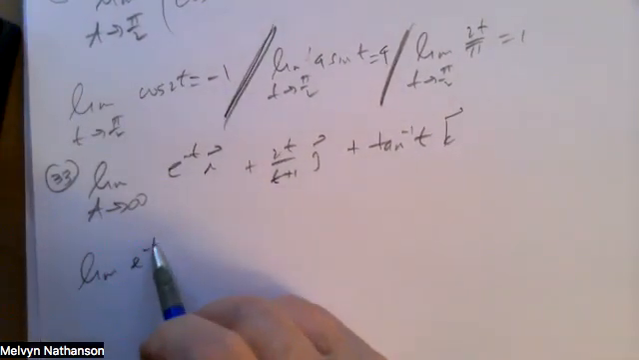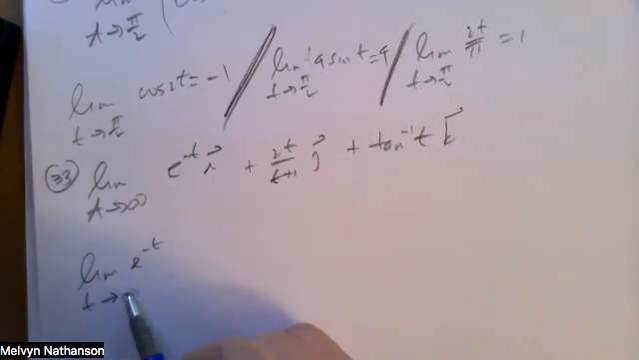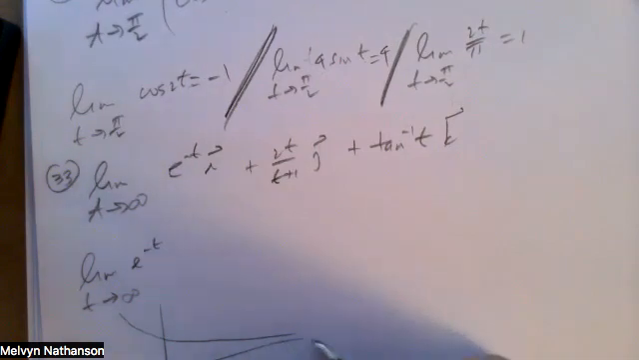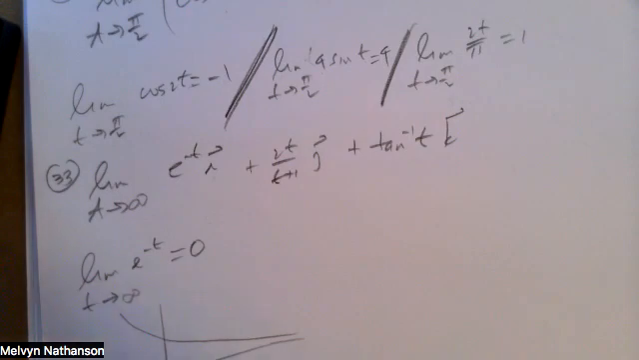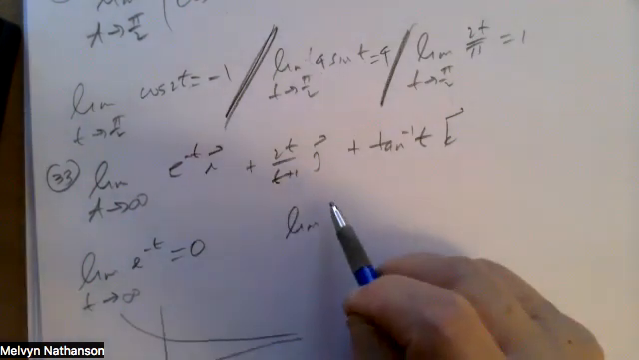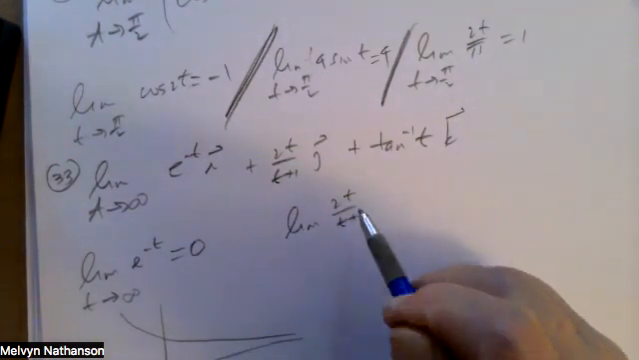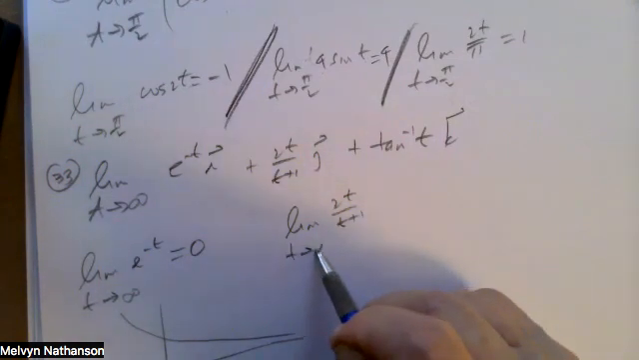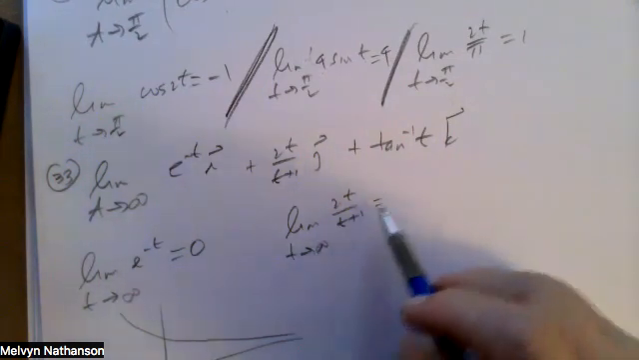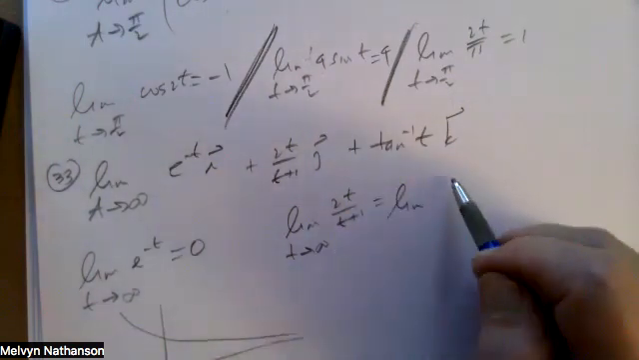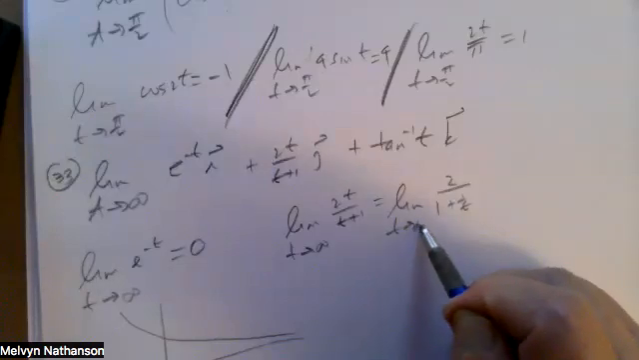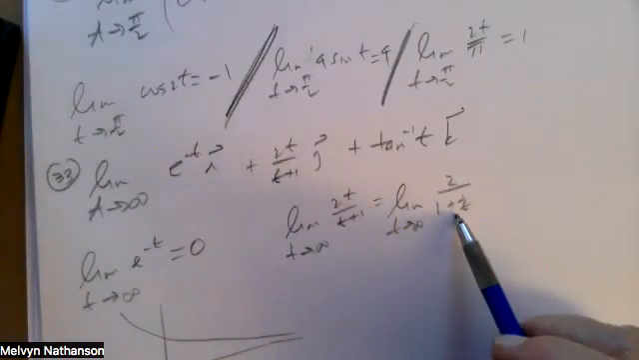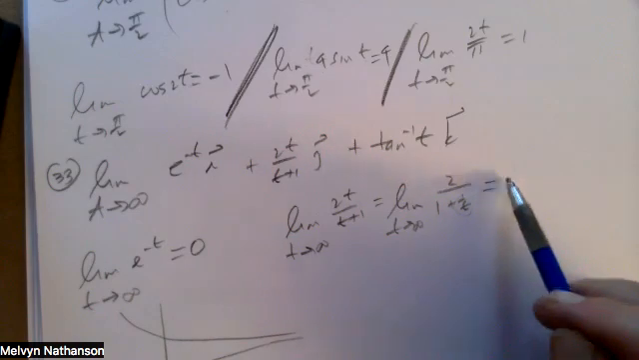What is the limit of e to the minus t as t goes to infinity? The graph of e to the minus t looks like this. It's decaying as t goes to infinity and approaching 0. What's the limit of 2t over t plus 1 as t goes to infinity? Let's see, if I divide this by t, this is 2 over 1 plus 1 over t. As t goes to infinity, this goes to 0, so the limit is 2.